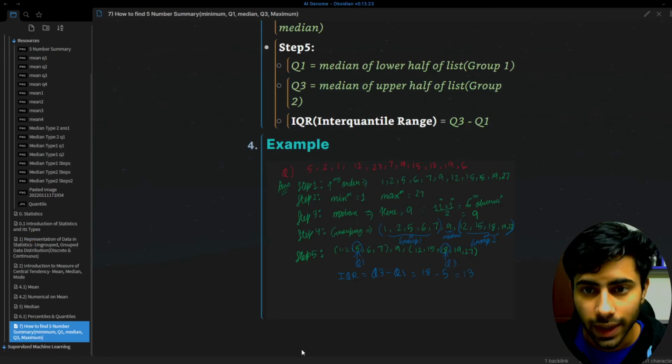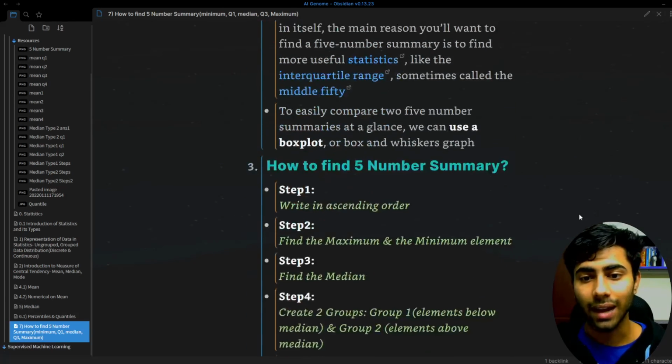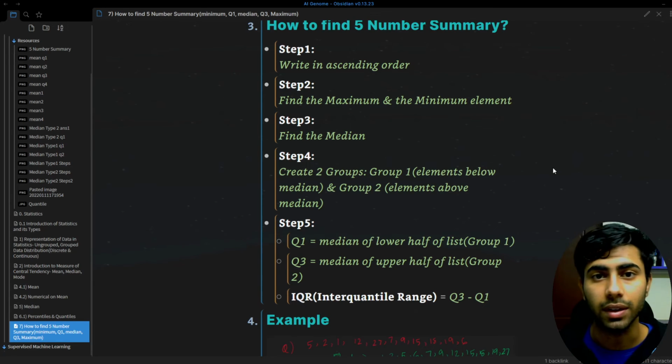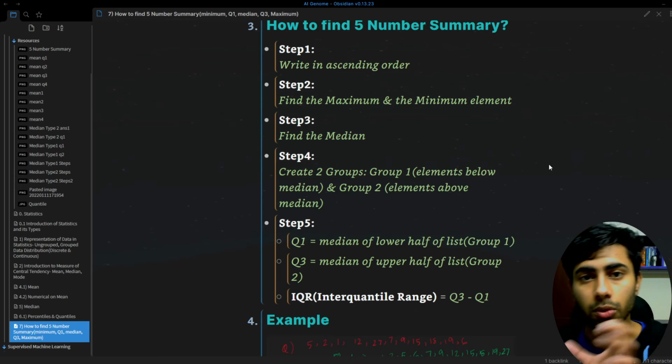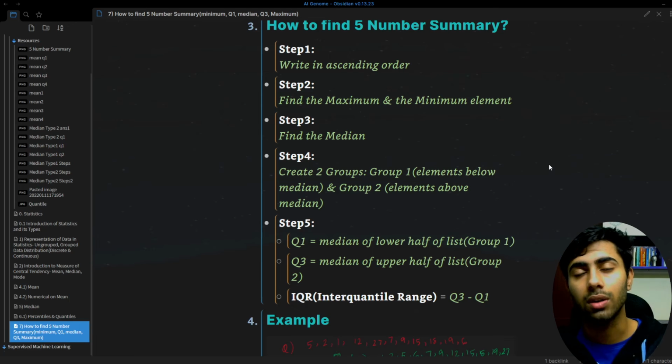So that was all for today, guys. In this video, we learned what is the five number summary, why do we need it, and how to find the five number summary when we have been given a data set. You have to simply write your data set in the sorted order, that is the ascending order. Then you have to calculate the maximum and the minimum. Then you have to find the median of your data set. Then create two subgroups. The first subgroup contains all the elements below the median. The second subgroup contains all the elements above the median.